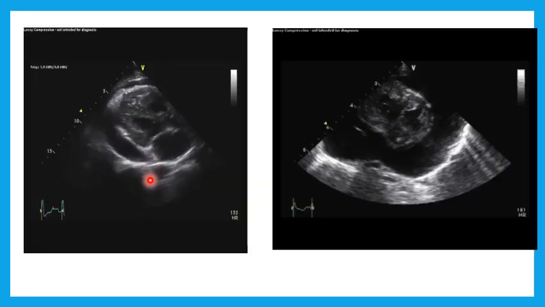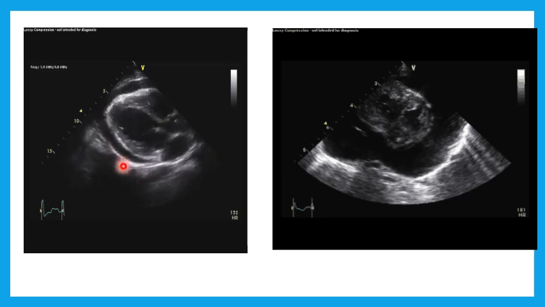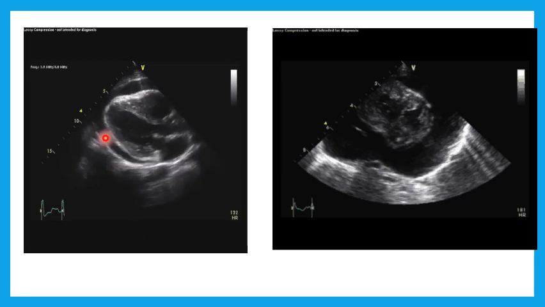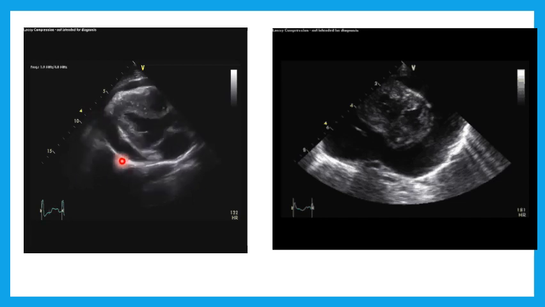So here we have an example for a patient with a pericardial effusion. This is the pericardium and this is the heart, and this is some fluid lying between the pericardium and the heart. This is a pericardial effusion, which is surrounding the heart. It's considered a moderate size pericardial effusion.